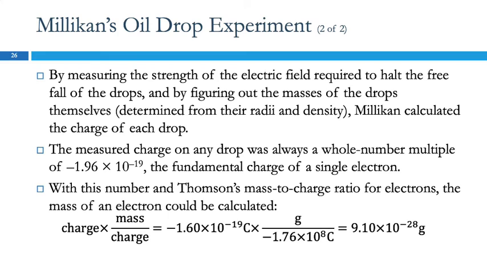Now, different drops had different charges. But all of those charges were a multiple of this number. So this is the common factor to all of those charges. And so this must be the smallest possible charge. Then they calculated the mass of an electron, which is just mind-bogglingly small. As a decimal point with 27 zeros and then 910 grams. Very small.